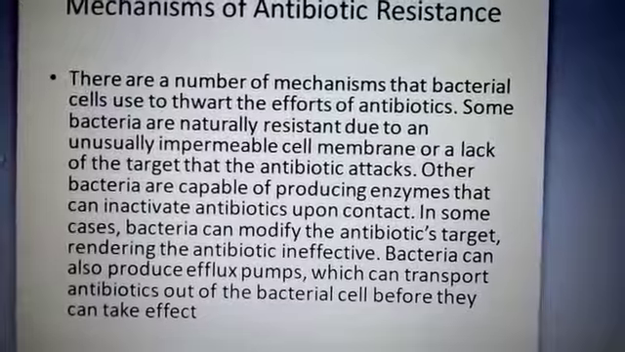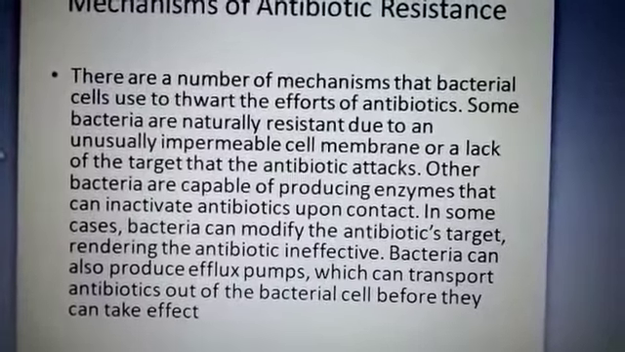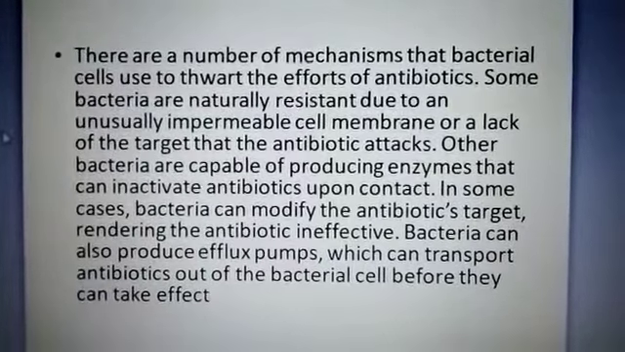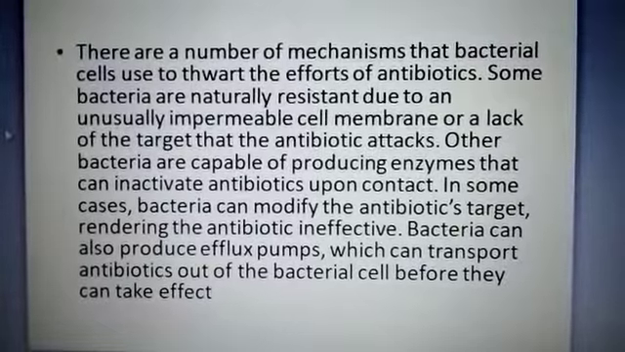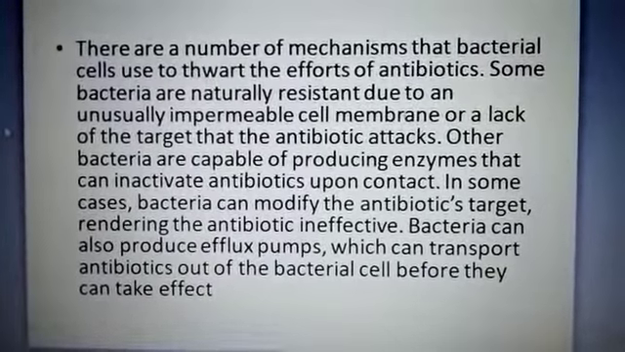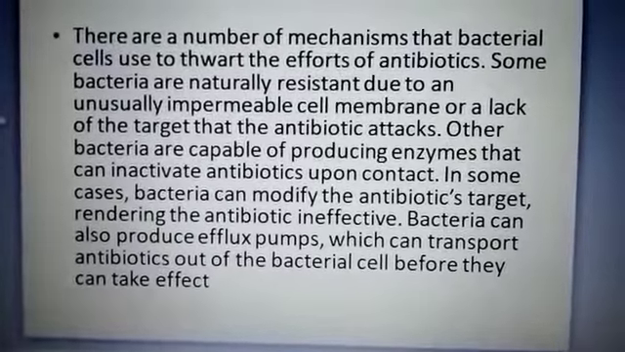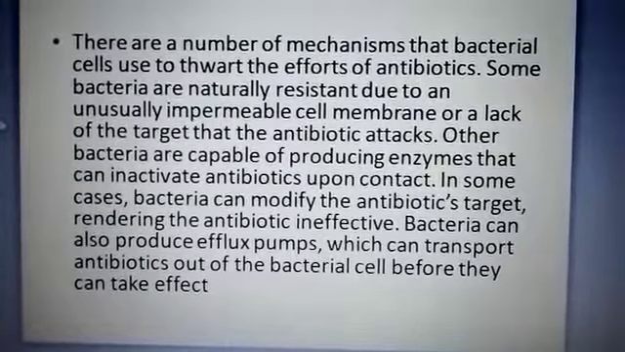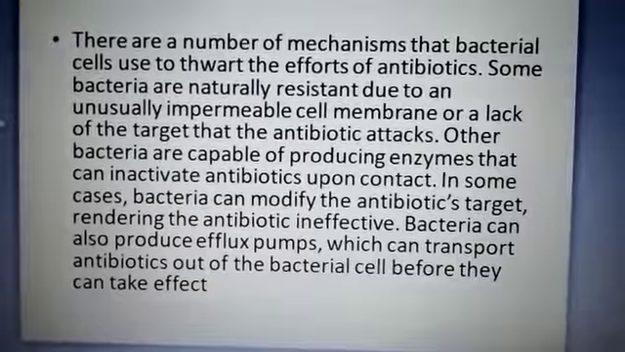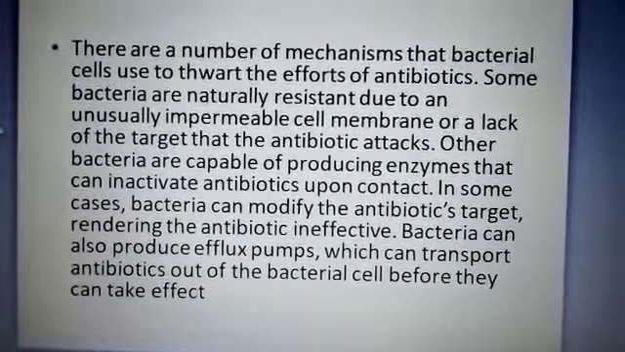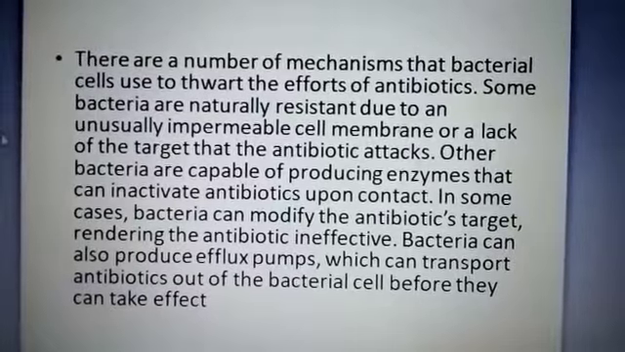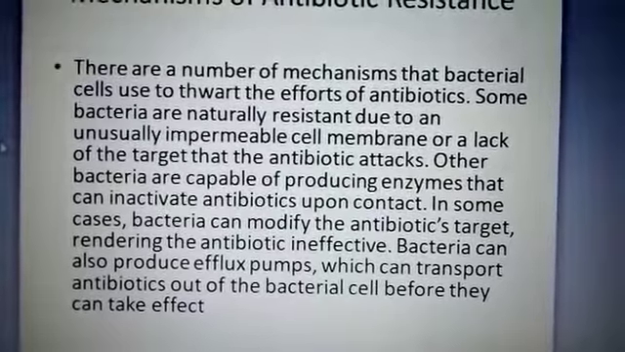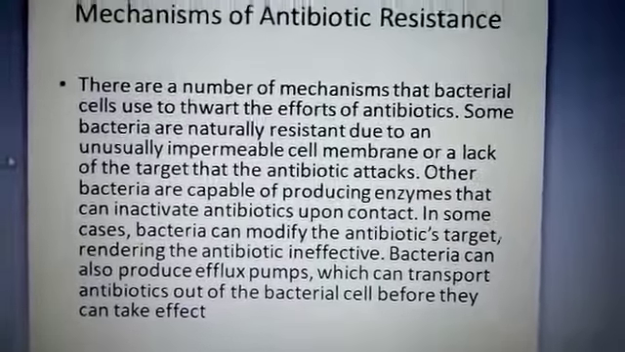Mechanism of antibiotic resistance. There are a number of mechanisms that bacterial cells use to resist antibiotics. Some bacteria are naturally resistant due to an unusual impermeable cell membrane or a lack of the target that the antibiotic attacks. Some other bacteria are capable of producing enzymes that can inactivate the antibiotic upon contact. In some other cases, bacteria can modify the antibiotic's target, rendering the antibiotic ineffective. Bacteria can also produce efflux pumps, which can transport antibiotics out of the bacterial cell, so the antibiotics cannot take effect on it.